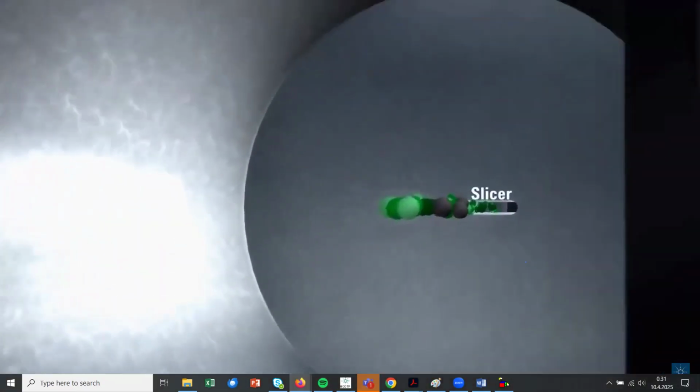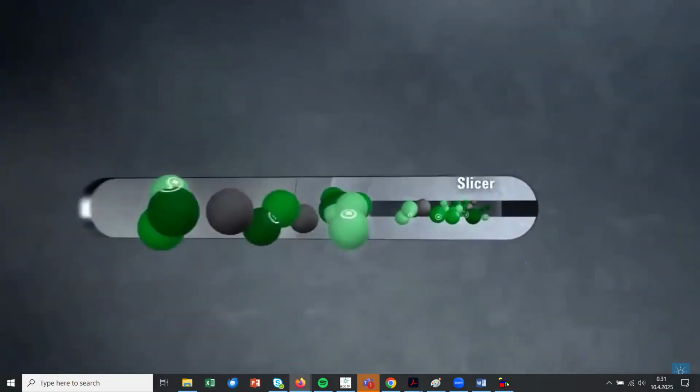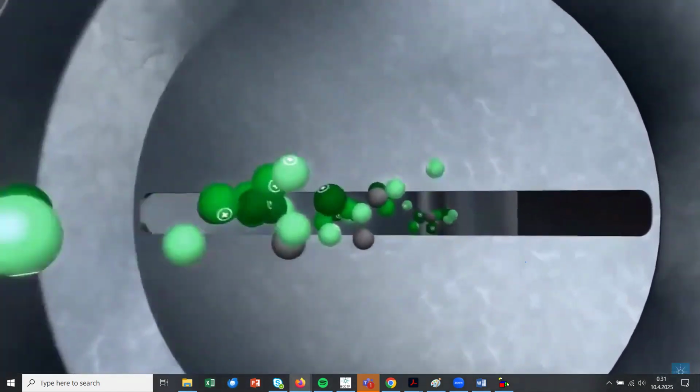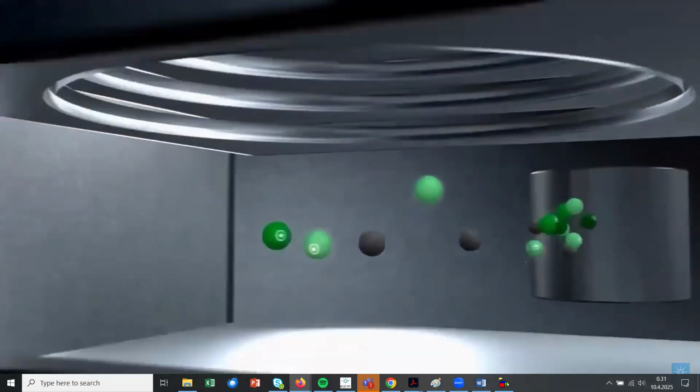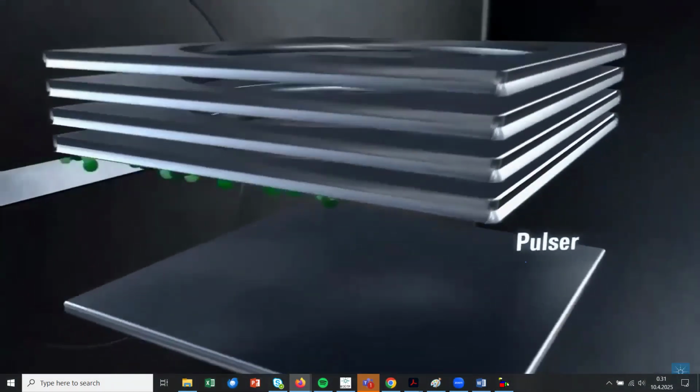The slicer reduces variations in the vertical momentum of the ions. Ions with too much vertical momentum do not reach the pulsar. This improves mass accuracy for all ions. So here is how the ion separation takes place.